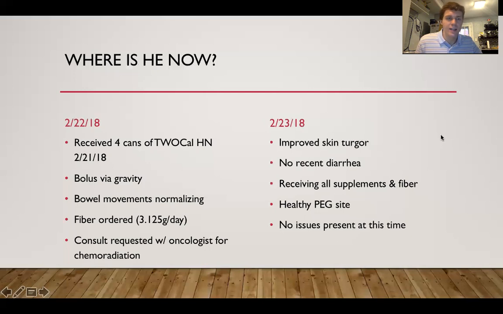On Friday, improved skin turgor, so he's starting to get more adequately hydrated. He didn't have diarrhea for about 24 hours now, so that was a great success. He was receiving all of his supplements and his fiber. PEG site looked healthy. His wounds looked healthy, and he didn't have any issues at that time. He was independently feeding himself. He was doing really well. So that is my case study. Mr. C had some pretty radical surgery.